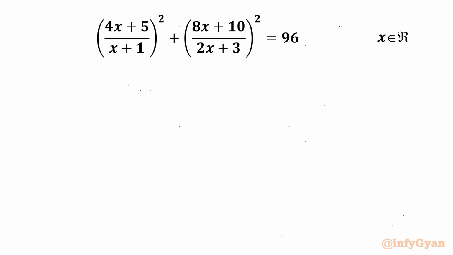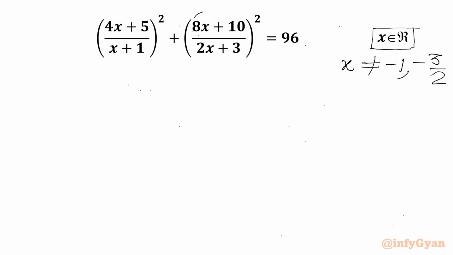Today in this video we'll be solving one very interesting question from rational equations for the real values of x. So let's get started. I can write denominators cannot be 0. So our answer can't be -1 and cannot be -3/2.